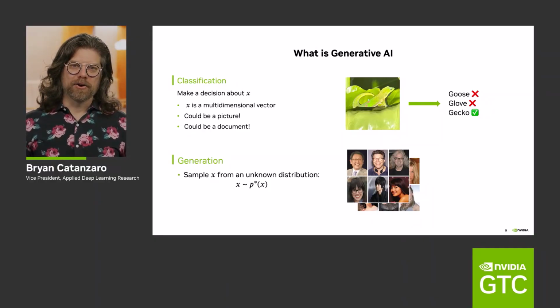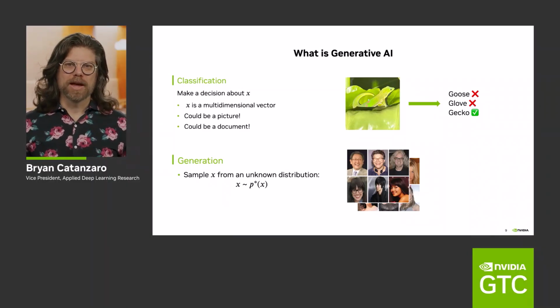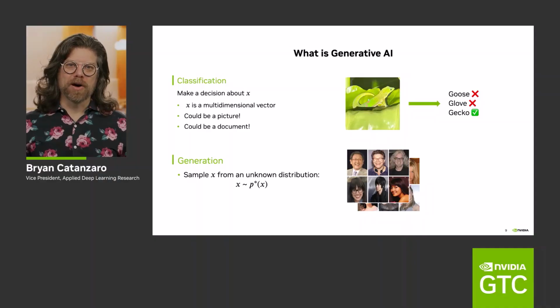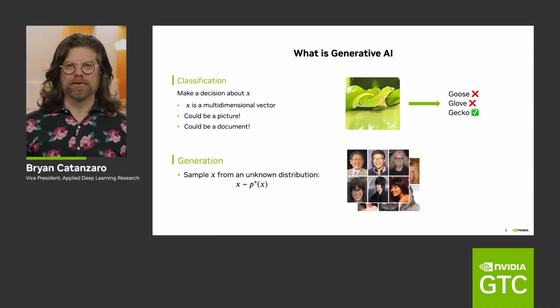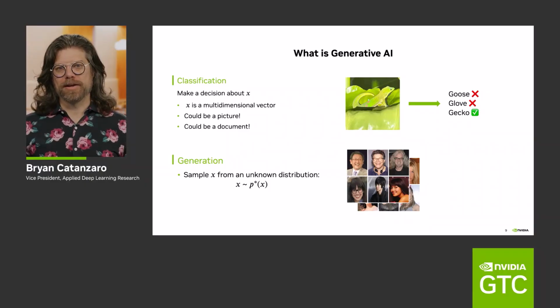Generative AI goes beyond that. The goal is to understand the distribution of the data. And that could be quite complicated because these are very highly dimensional spaces. And once we have been able to model that distribution, then we can sample from it in order to generate a new example from that data distribution.